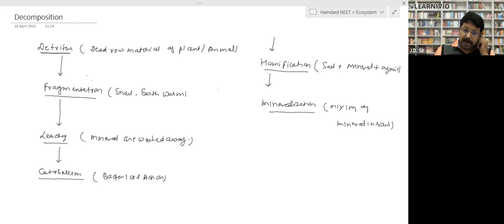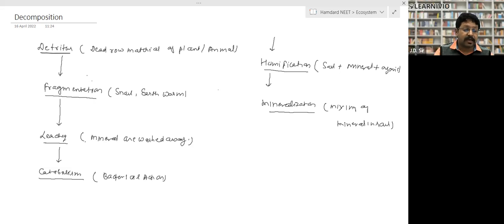What will happen? Actually, the plant requires them. So when leaching takes place, the plant loses some minerals, right? So after the fragmentation, basically leaching takes place. Then after the leaching, what happened? The remaining material is decomposed. Now this is the process of decomposition.